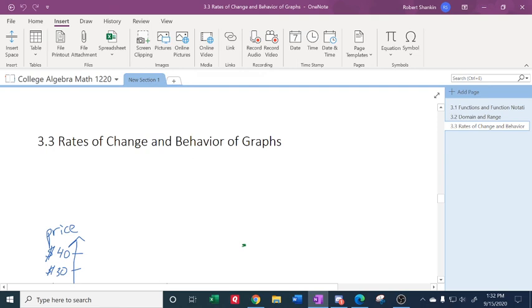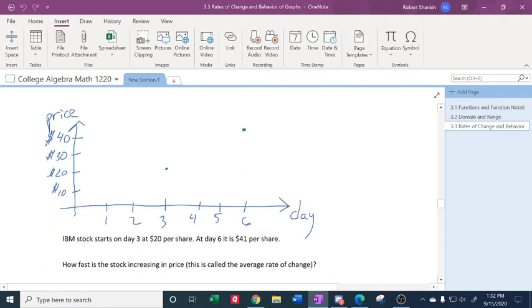Let's go to the next section. 3.3, Rates of change and behavior of graphs. All right. So the first situation is this chart. IBM stock starts on day 3 at $20 per share. So you see this point, 3 days over, $20 up. On day 6, 6 days over, it's $41 per share, 41 up.